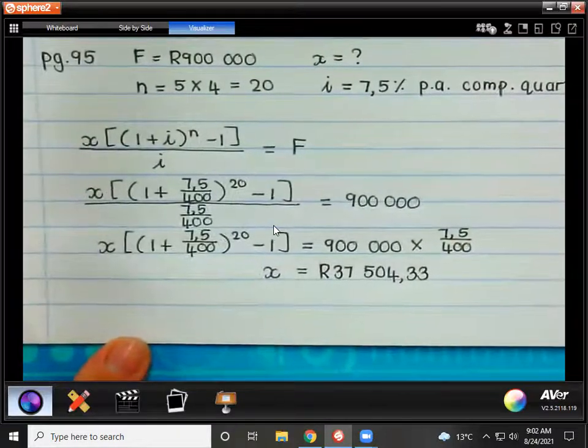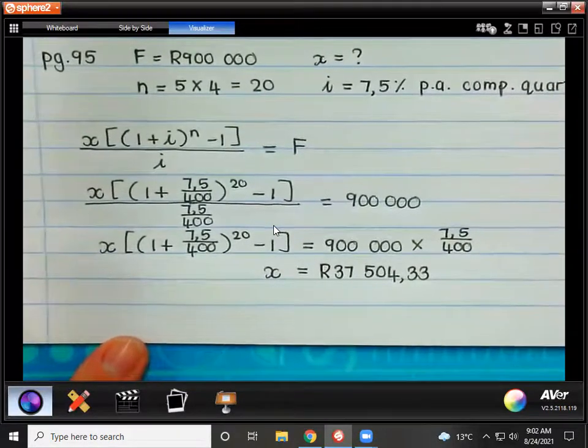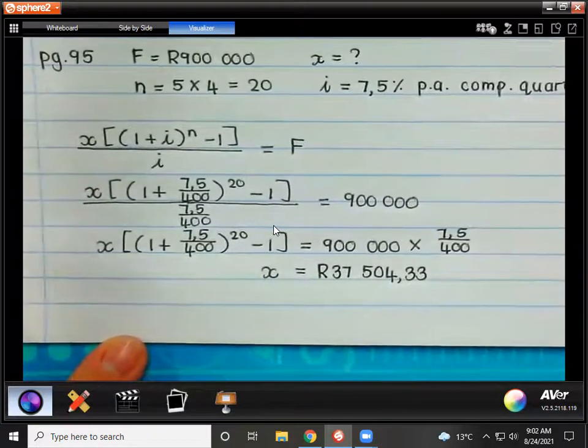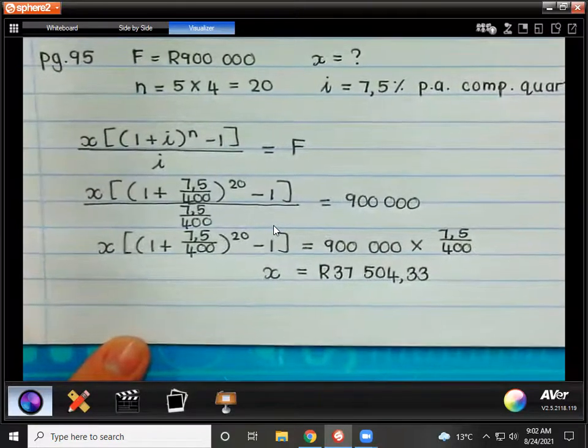Did you guys get that? So that's quite a big deposit to make every 3 months.